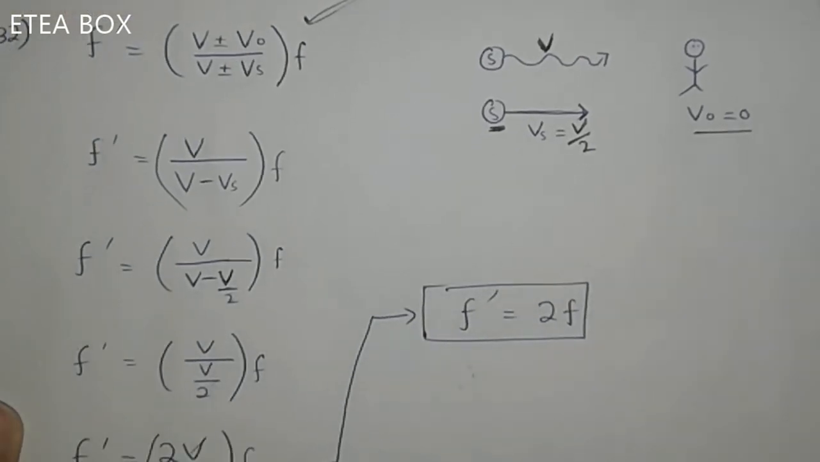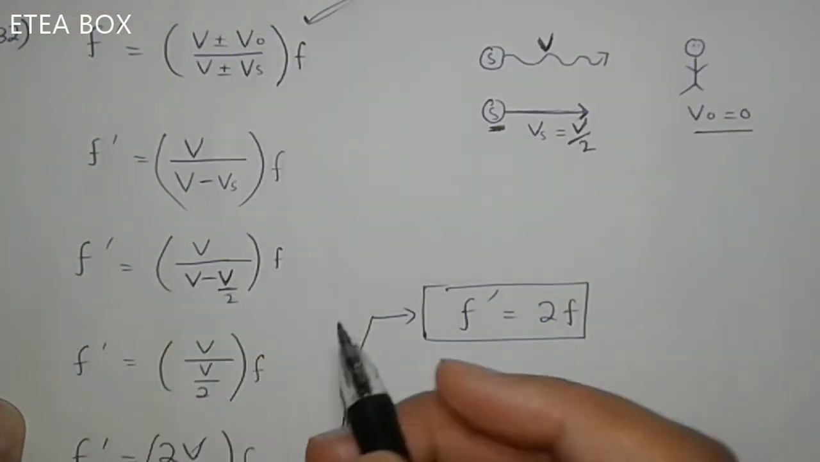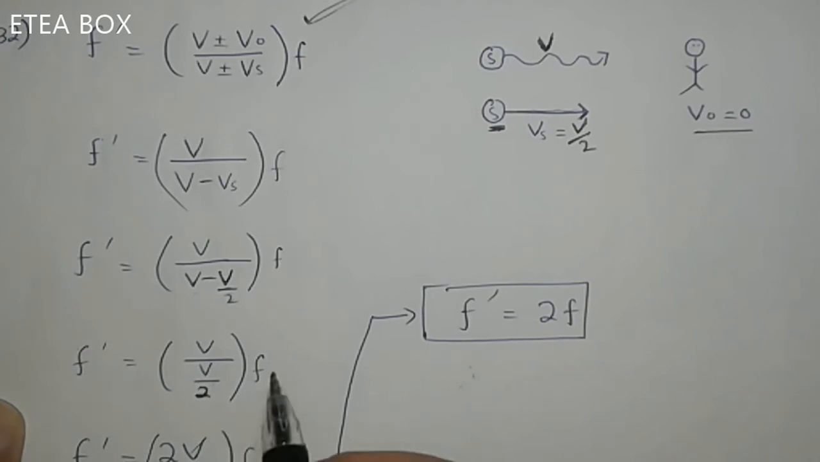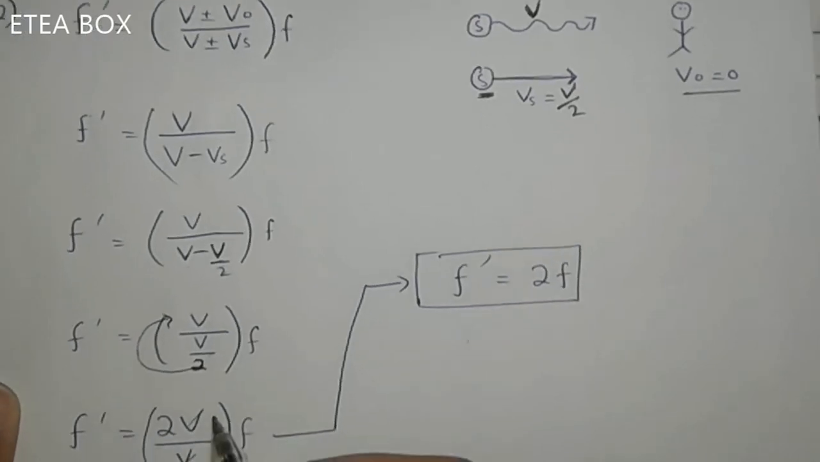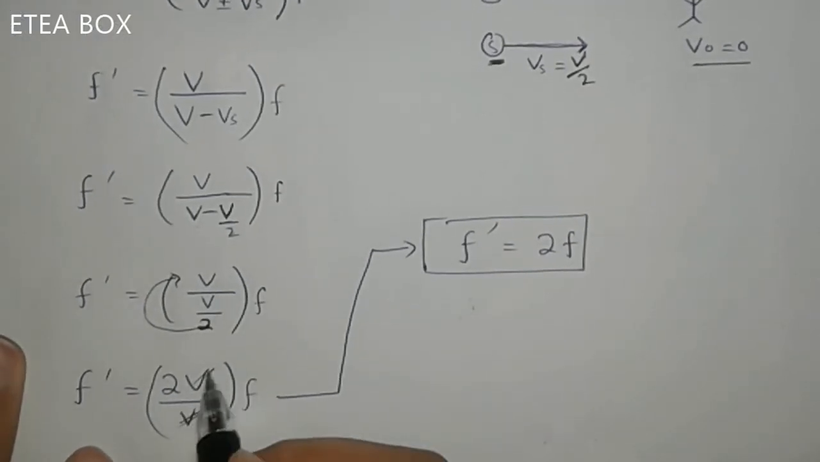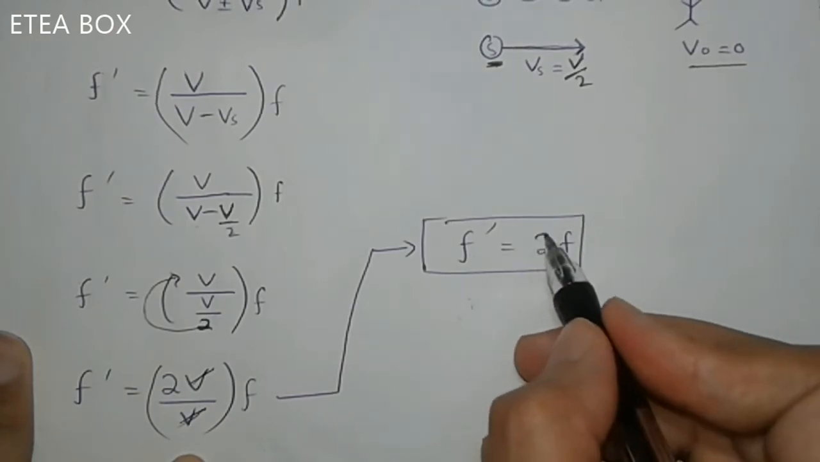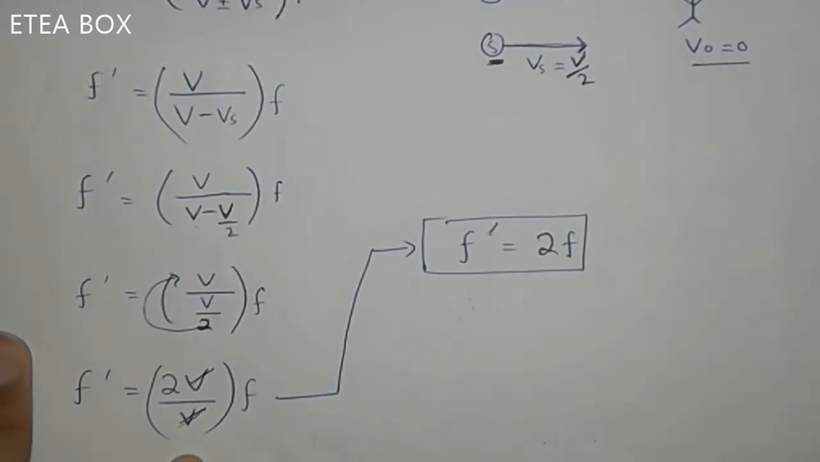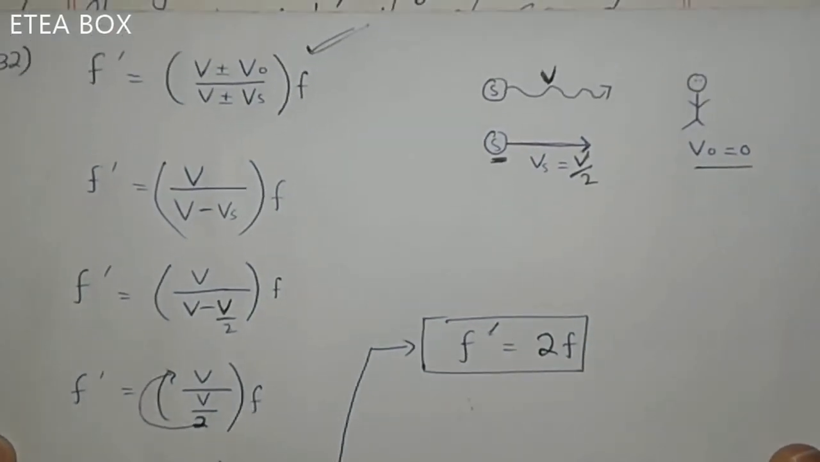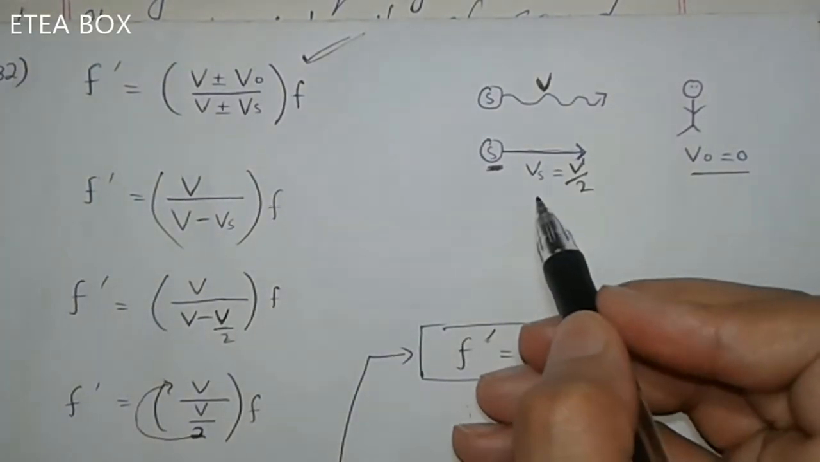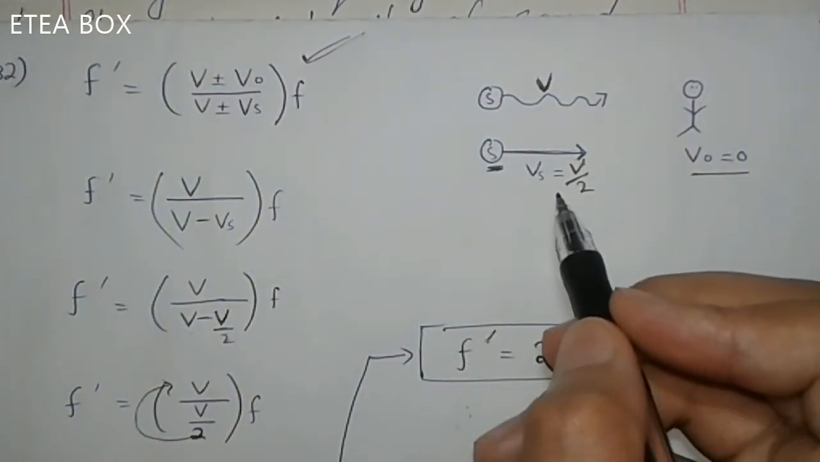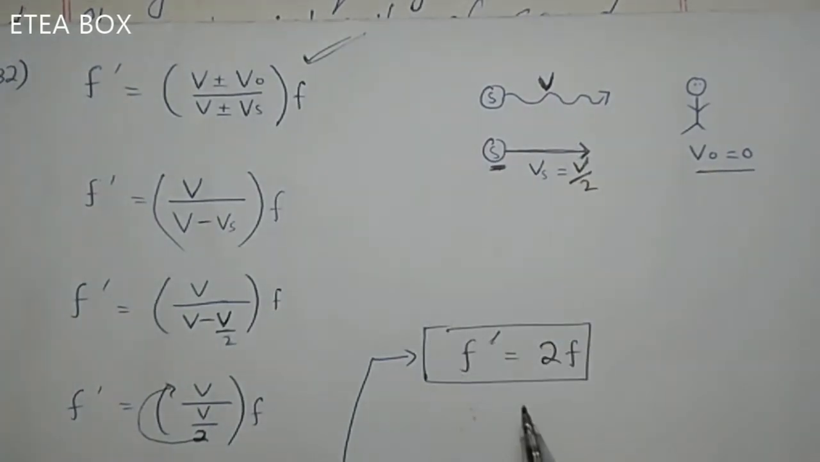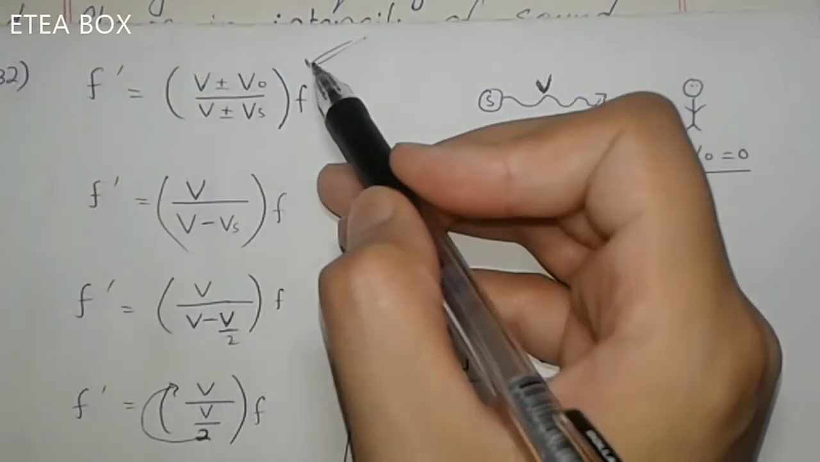When you take the LCM, you will get V divided by 2. V minus V divided by 2 is equal to V divided by 2. Now bring this 2 here, you will get 2V divided by V. Now cancel these V, so you will get the new frequency F is equal to 2 times the original frequency. When the speed of source is half of the speed of sound, the new frequency will be 2 times the original frequency. Just memorize this one equation.